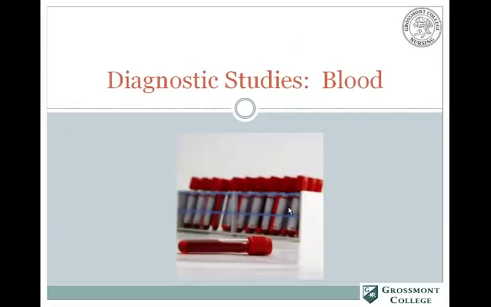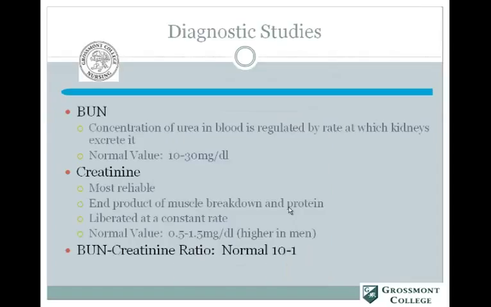Okay, some other diagnostic studies talking about the blood. BUN and creatinine. You hear these always together. BUN is the concentration of urea in the blood, and normal there is about 10 to 30.